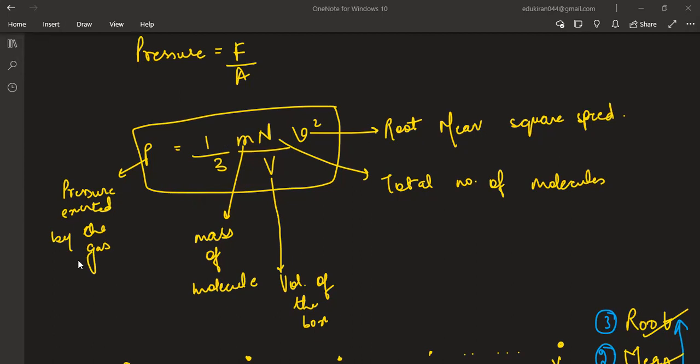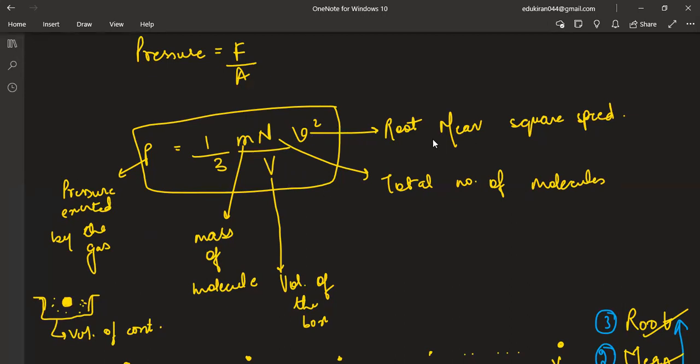Small m is the mass of the molecule, not the mass of the container. Two masses will be given to you. One will be the mass of the container and one will be the mass of the molecule. So this is the mass of the molecule. Capital N is the total number of molecules that are present. Capital V is the volume of the box, volume of the container, not the volume of the molecule, because both things will be mentioned to you.